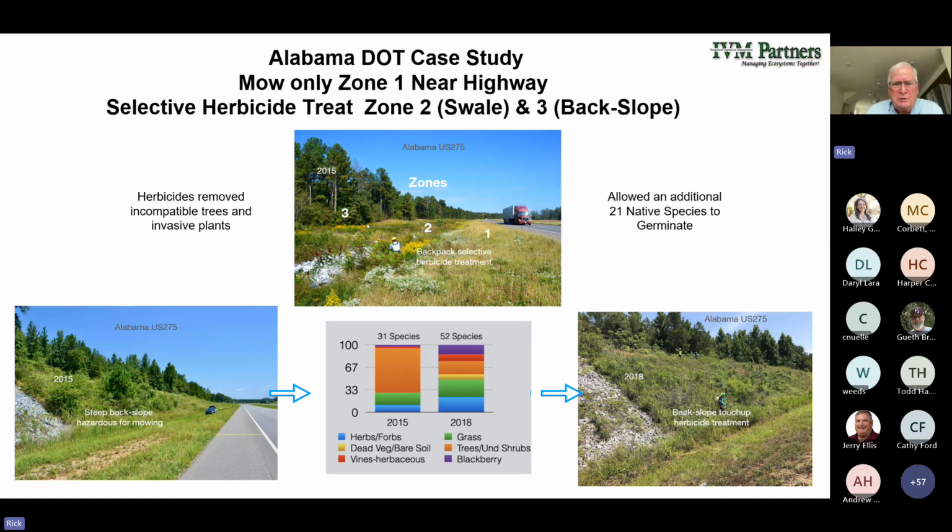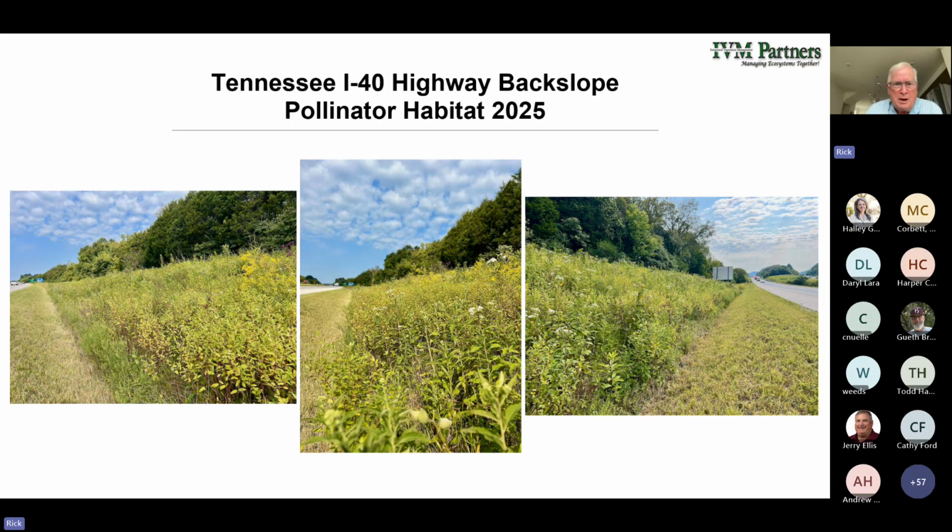One application, 21 more species germinated. And then we came back and touched up 3 years later. I was pleased to see this year in Tennessee that their DOT on I-40, they're only mowing that zone 1 and their back slope is all in pollinator habitat naturally.